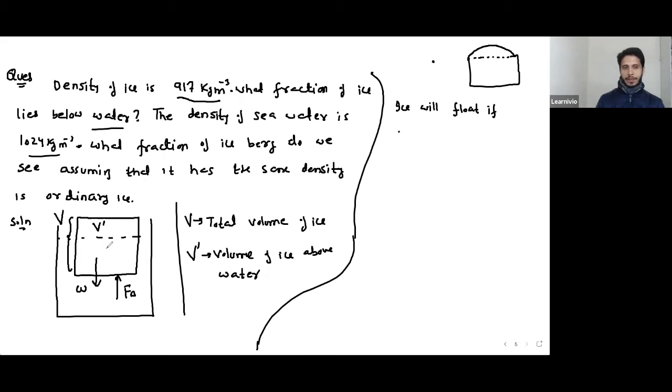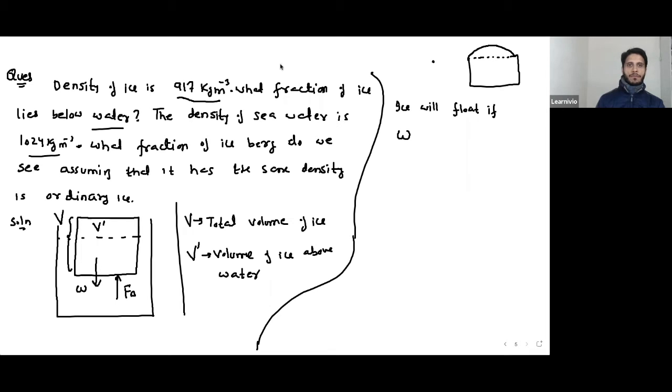Two forces are acting over the ice. One is weight, which is acting in the downwards direction. Another is buoyant force, which is acting in the upwards direction. So ice can float only if these two forces keep balancing each other. So weight of body should be equal to buoyant force. Now I'm writing directly. How much is the weight of the body? It's the volume of ice.